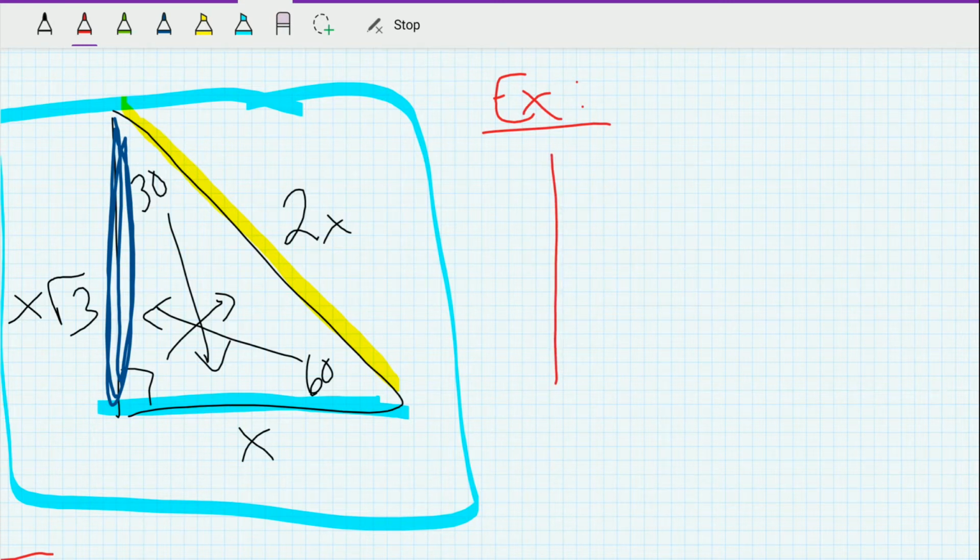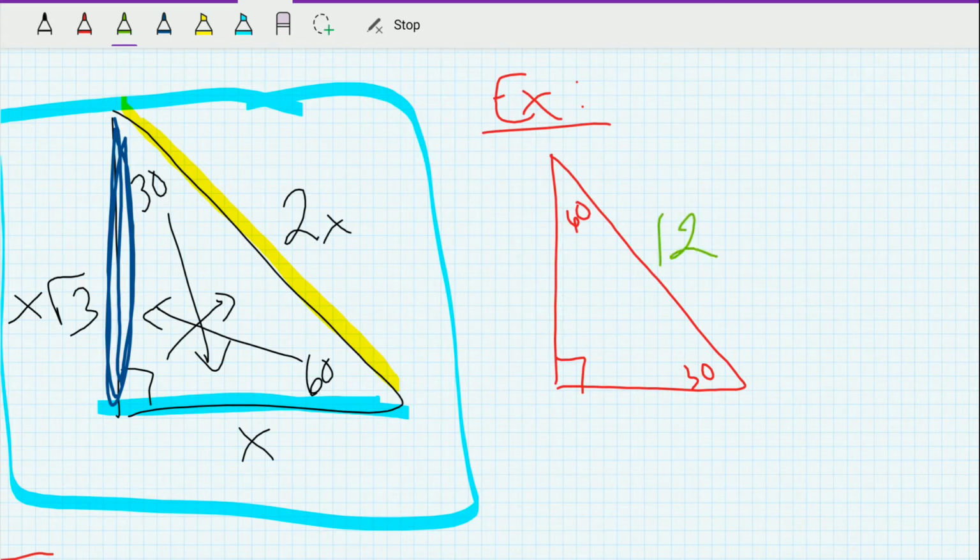The only reason why some of these problems are hard is just based off of how they're written. So here goes a 90. I'm going to put 30 here on the bottom, just because, okay? So not drawn to scale, you know the point. And let me give you here, this one is 12. Okay, so this is a kind of easier example. So the hypotenuse is equal to 12.